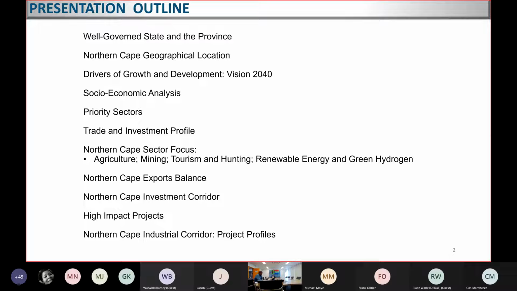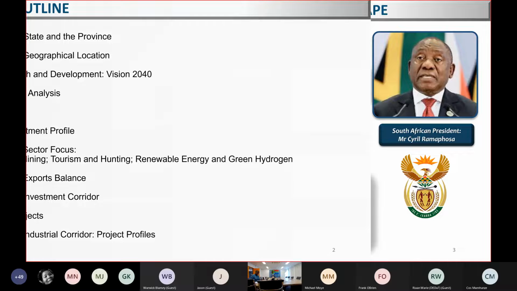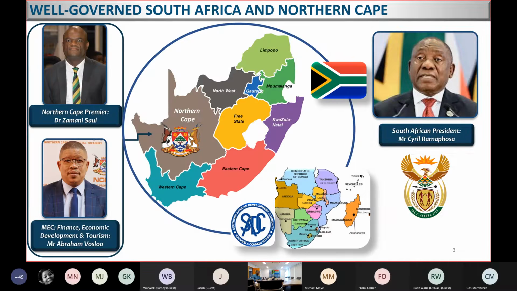As you can see, when we continue, you will see that definitely just showcasing the principle of a well-governed state. But I think once again, I want to highlight that the rapidly developing west coast of SADC is seeing the Northern Cape playing a critical role in terms of infrastructure, and a bit later on you'll see that definitely coming to the fore.